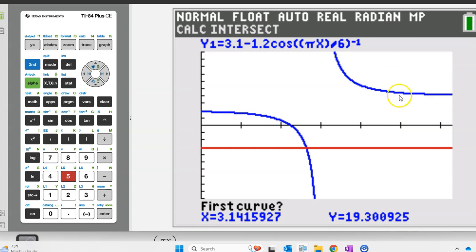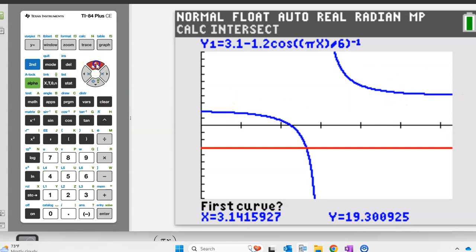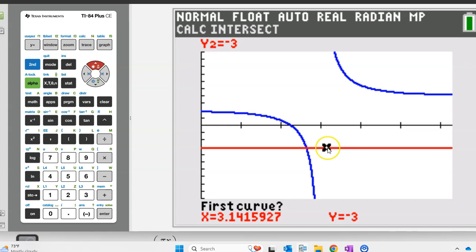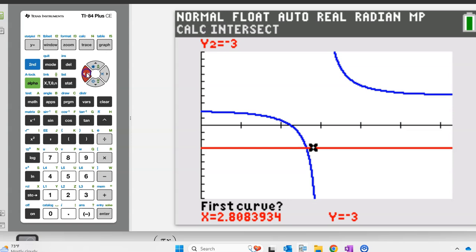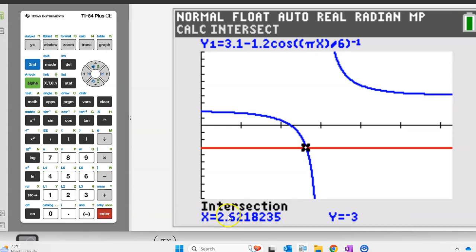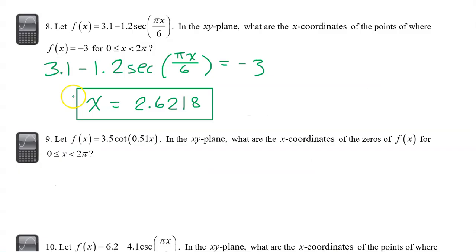I don't see the pointer, so here's a pro tip. Hit the up or down arrow key. That moves the pointer to the red line, and it's really easy to move straight to the point of intersection. Hit enter 3 times. Enter, enter, enter. And there it is. Always use 4 decimal places and don't try to round.